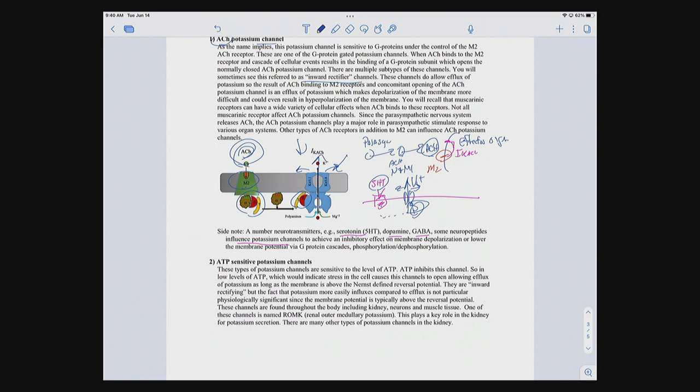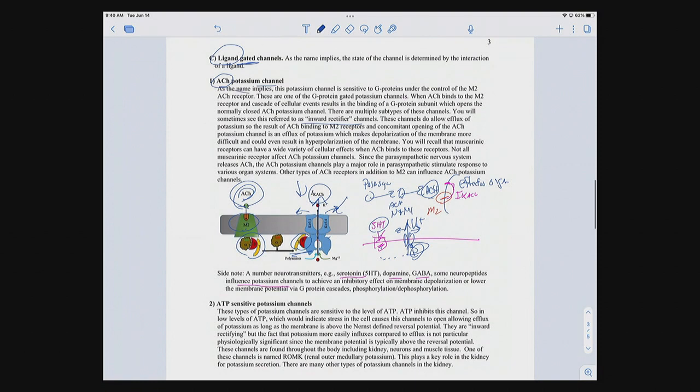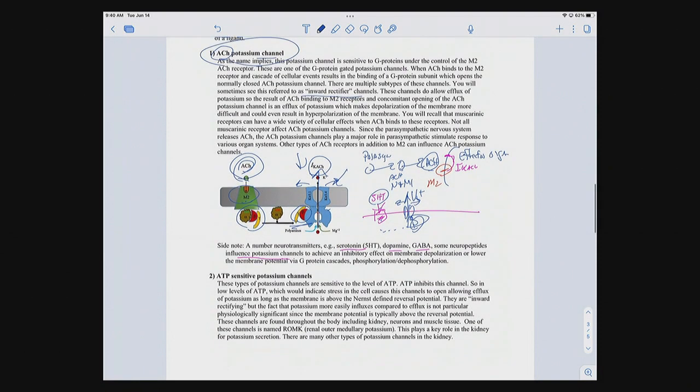Over here, we're talking about interaction of G proteins serving as the ligand for these channels. I could go on and on about all the various types of neurotransmitters that can influence potassium channels. There are many examples of this. I'm just showing you this channel as an example of how that would work.